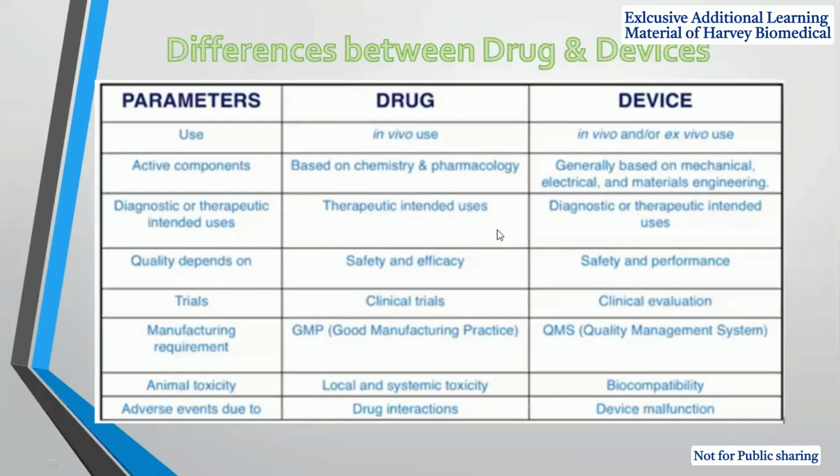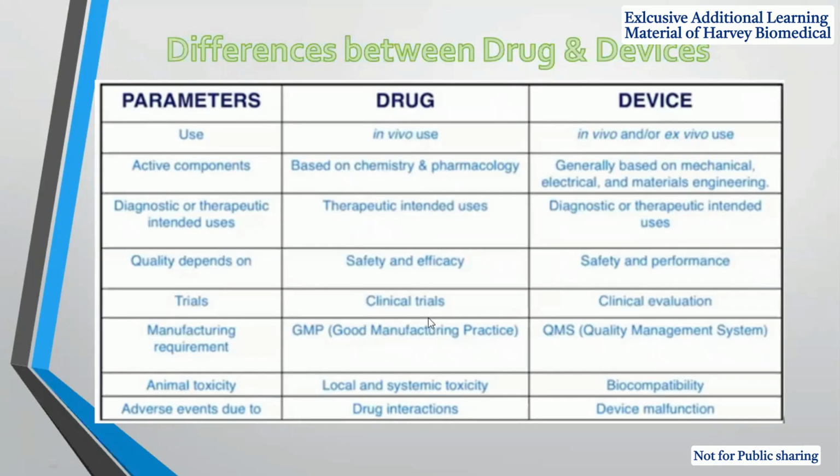Coming to the trials, we are doing the clinical trials in the drug and we are doing the clinical evaluation for the device. The clinical evaluation means we are checking how our device is performing on human bodies and patients with respect to the clinical conditions. And coming to the manufacturing requirements, it's GMP, good manufacturing practices.